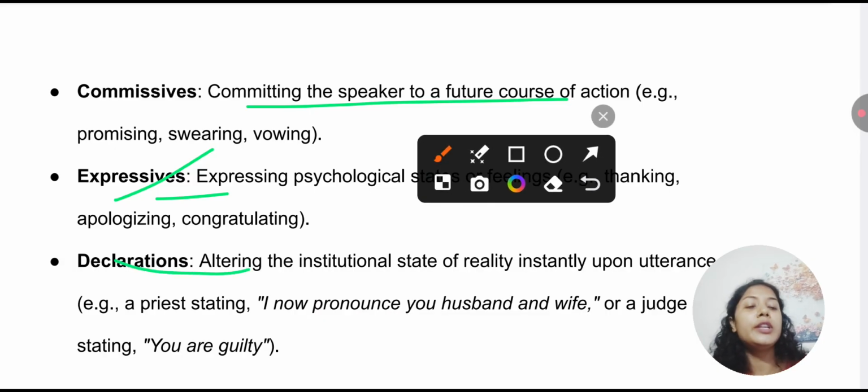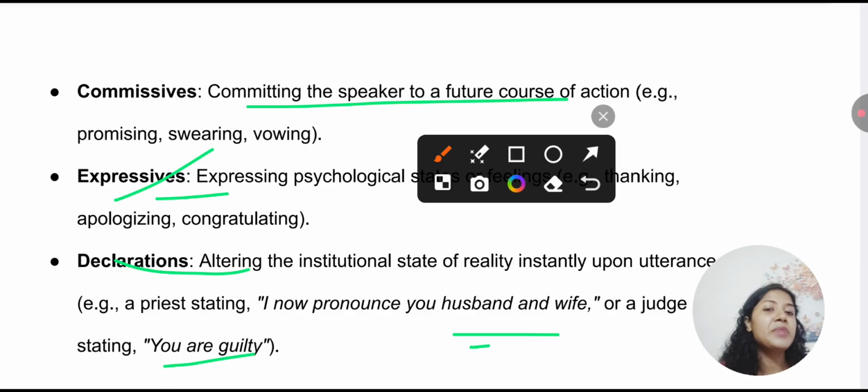Declarations alter the institutional state of reality instantly upon the utterance. You have declared something, you are found guilty. Or if I say that you have not done well, you should have studied well. When I kept telling you to study, study, study, but you did not study, so that's why you did not perform well, so it is declared. And also in the sense that I now pronounce you husband and wife, that is a declaration. And when a judge says that you are guilty, you are found guilty, so you must go to jail now.